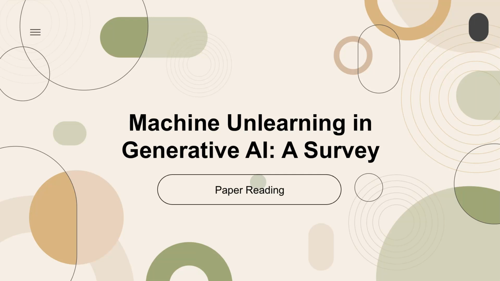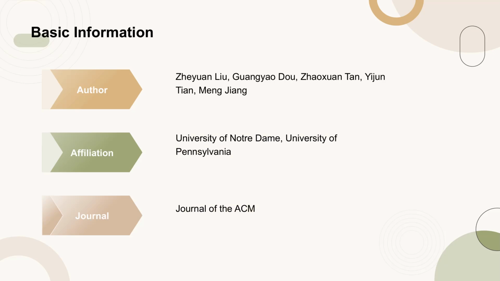Today's paper is titled, Machine Unlearning in Generative AI, a Survey. This paper, published in the Journal of the ACM, surveys the topic of machine unlearning in generative AI by Zheyuan Liu and colleagues from the University of Notre Dame and the University of Pennsylvania.